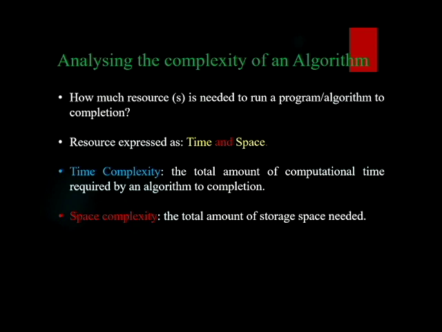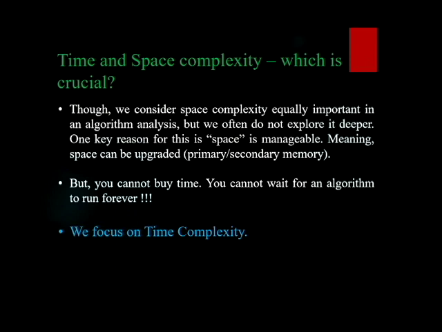The total amount of computational time required by an algorithm is called time complexity, and the total amount of storage space is space complexity. Given these two terms, when we say analyzing complexity, which one do you think is crucial for us? If you consider space, say you have written a program which takes 1 gigabyte of space, and for some reason it requires additional memory, that is manageable, right? You can always upgrade your memory.